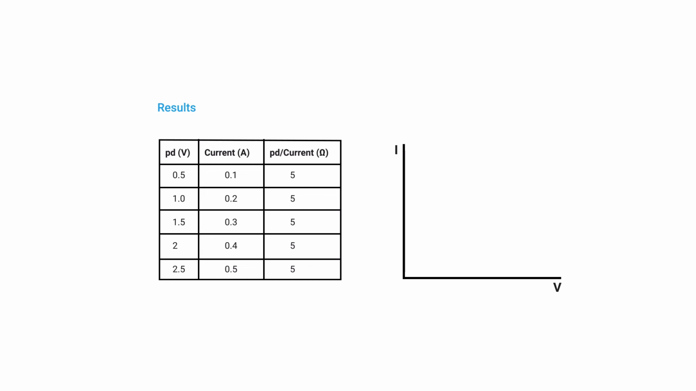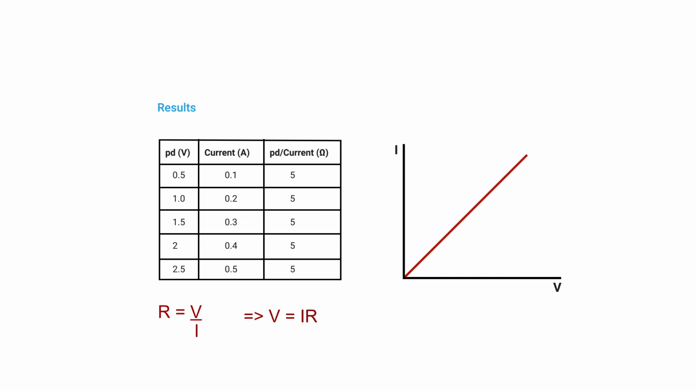When we have a voltage of 0.5 volts across the conductor, a current of 0.1 amps flows through it. When the potential difference is 1 volt, the current increases to 0.2 amps. A voltage of 1.5 volts increases the current to 0.3 amps, in that order as shown in the table. If we divide our voltage by current in each instance, we get a constant which is 5 ohms. Now this value is significant.